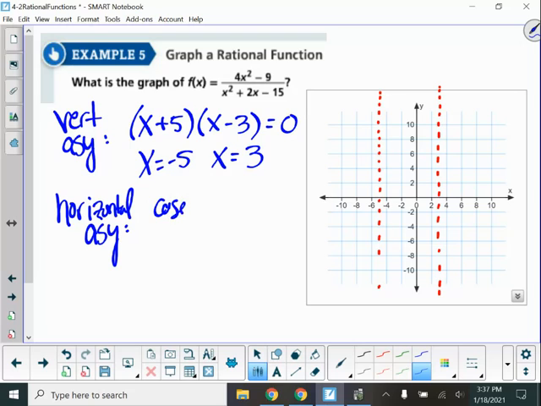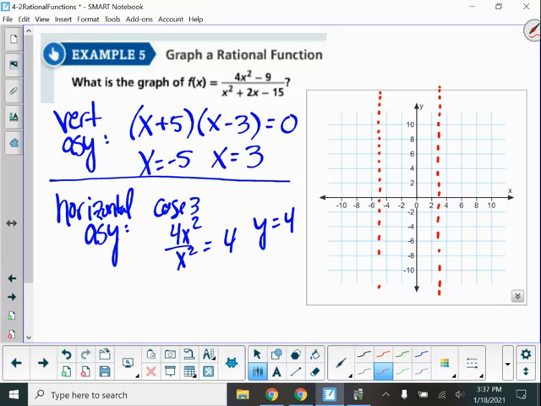For the horizontals, this is going to be another case 3. So I'm going to have 4x squared over x squared. That's going to reduce to 4. So y equals 4 is my horizontal asymptote. And that's going to be up here. You do need to be able to state where the asymptotes are and back up your work with actual algebra.